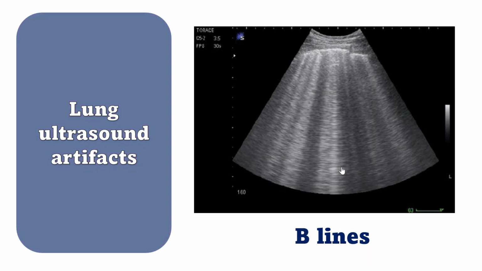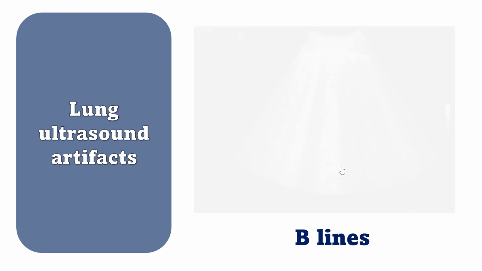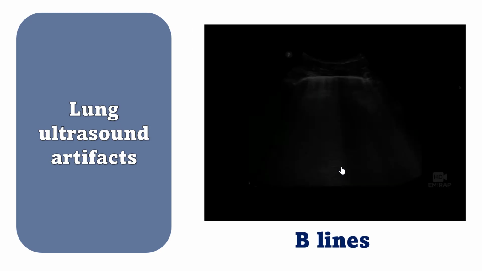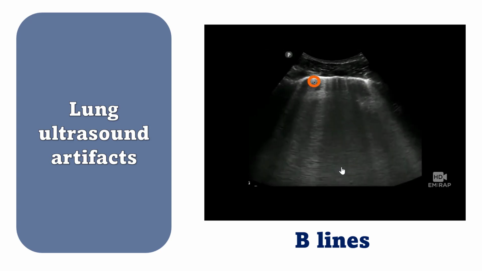B lines are laser-like lines extending from the pleural lining to the periphery of the screen. This indicates the presence of an air-fluid interface. It can be interstitial lung water or alveolar edema. According to the severity, we can indicate if this is interstitial, as we see here, and if it is confluent, we can say this is an alveolar interstitial pattern.